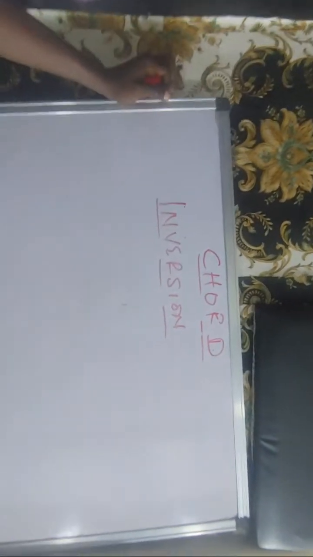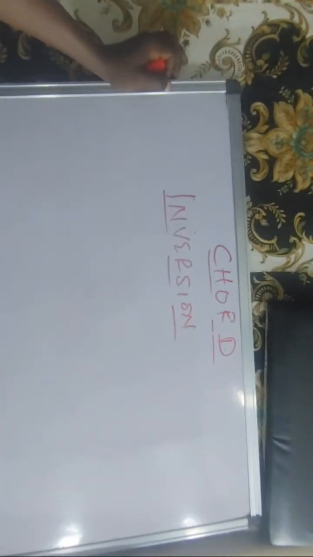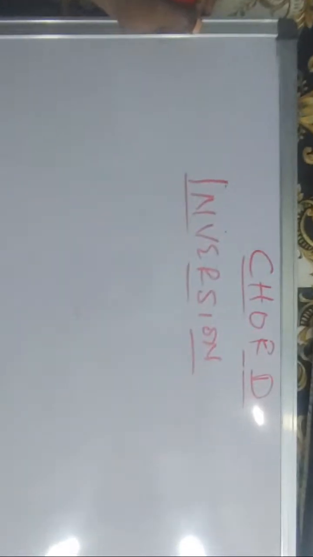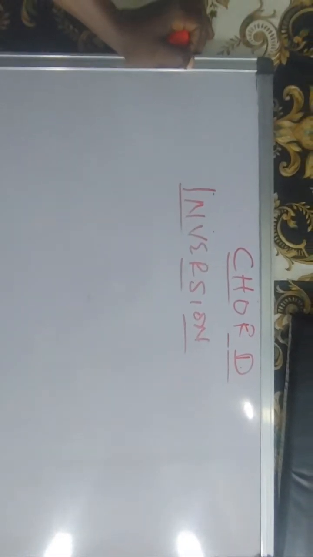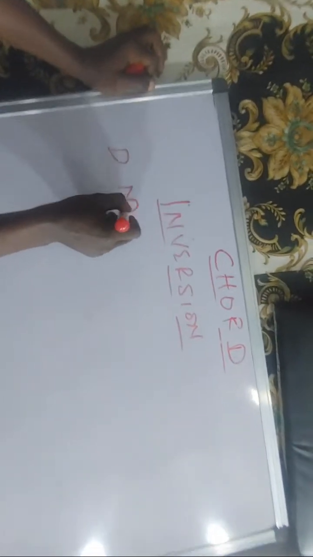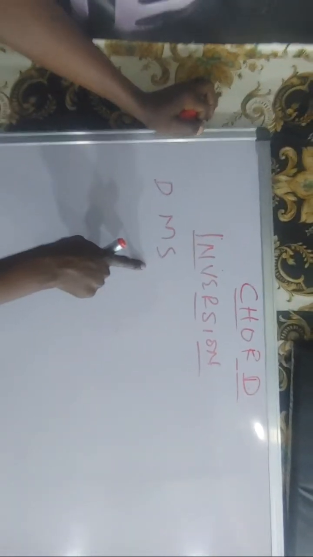Okay, so when you see the word inversion, it simply means inverse. Chord inversion simply means playing the same chord but from a different root, or with a different root. So for instance, I have my do, mi, and so. I want to play this same chord on inversion.